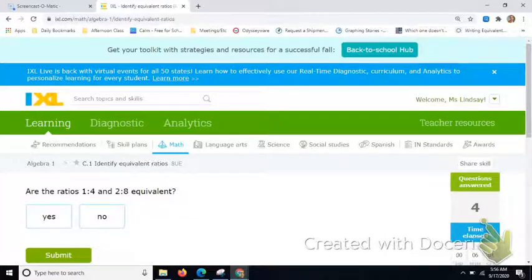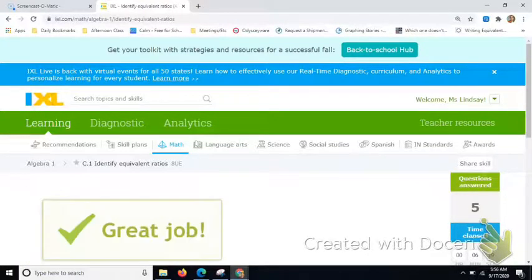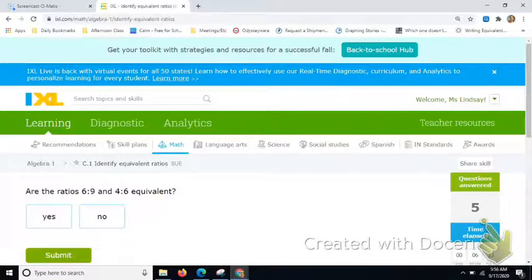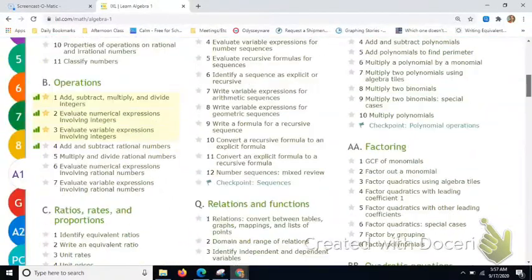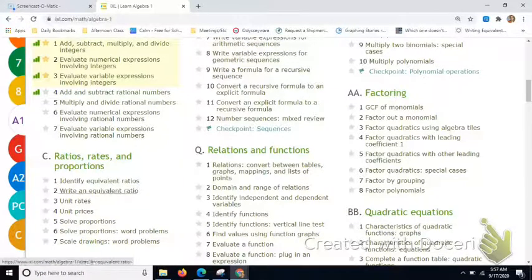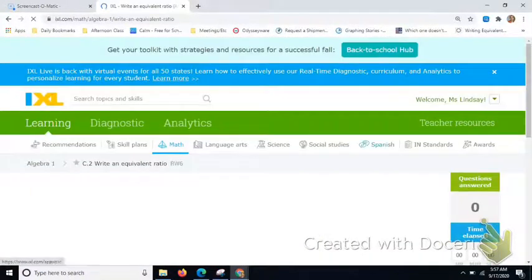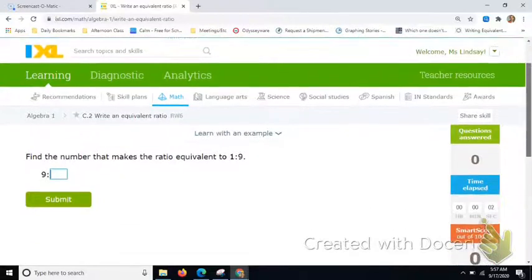1 to 4 and 2 to 8. Well, 1 times 2 is 2. 4 times 2 is 8. So they were both doubled. So there would just be 2 groups of 1 to 4 in the 2 to 8. So that is equivalent. So that's what you're going to do in C1. And then in C2, you're going to come up with a number that would make it equivalent.